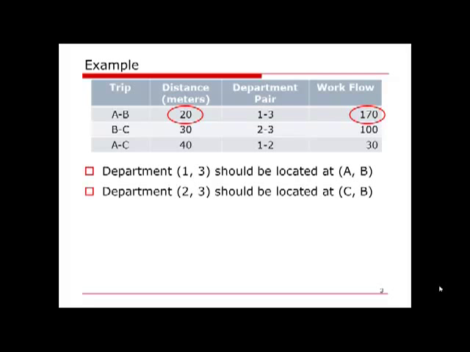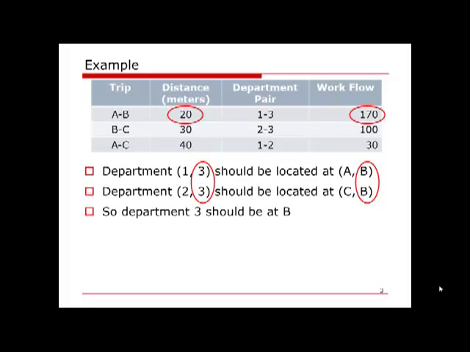Now, when we allocate departments 1 and 3 at locations A and B, we do not know which one should be at A and which one should be at B. We only know these two departments should take the corresponding two locations. But after we assign these two department pairs, we know that department 3 should be allocated at location B. Why? Because if department 3 is located at location A, then we cannot satisfy the second condition, which means 2 and 3 should be located at B and C. So the only way that these two requirements are satisfied is if department 3 is at B.